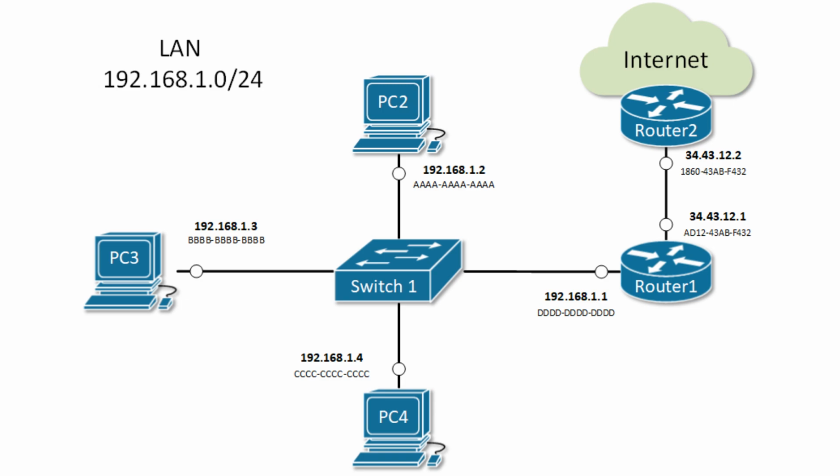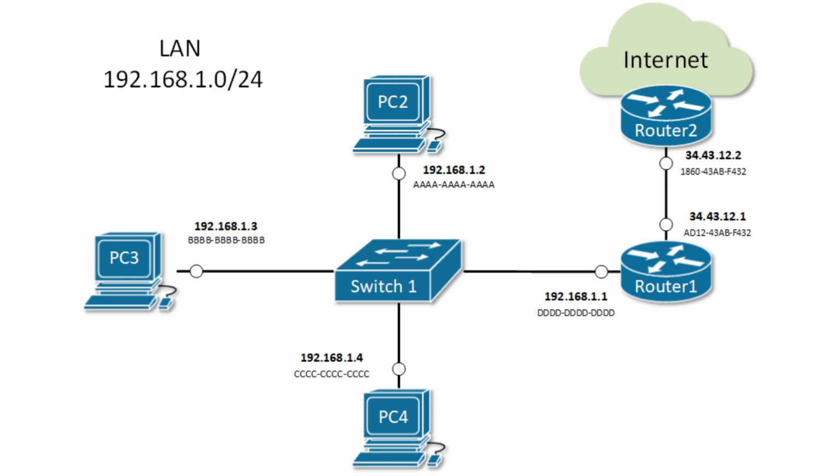Case 3: a router receives data destined for a host in a locally connected network. Router 1 receives data destined for PC2. Router 1 sends an ARP request about the destination IP address, 192.168.1.2. Everybody on the LAN receives a copy of the ARP frame. PC2 replies back with its physical address. All other hosts drop the ARP request.